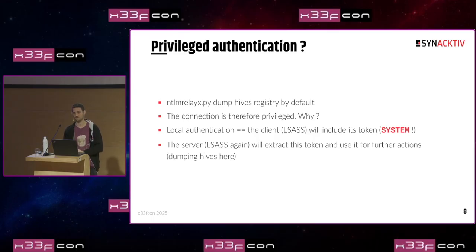And I was wondering, why does it work? In that specific case, when you perform local authentication, the client, here LSASS, will include its token. And because LSASS is running as SYSTEM, the SYSTEM token will be included in the NTLM message. So now it forwards the authentication to the LSASS process for the server part, so LSASS again. It will extract this token and use it to perform further actions, for instance, here, dumping hives. This is why it works, and also why we are privileged.